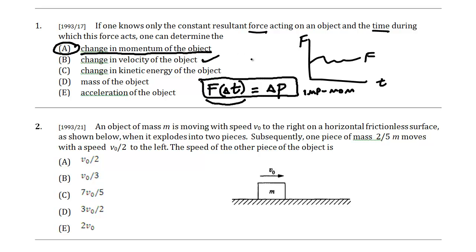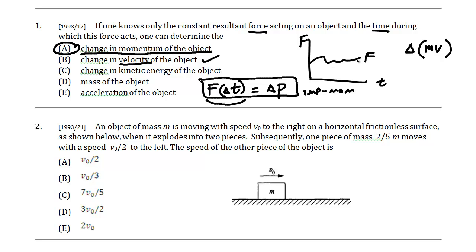Why not change in velocity? Let's see why these are ruled out. Change in velocity requires us, if we know the change in momentum, that means we know the change in mass times velocity of the object. However, in order to know how much of that is due to velocity and how much is due to mass, we have to know one or the other. And we don't know mass, it's not given.